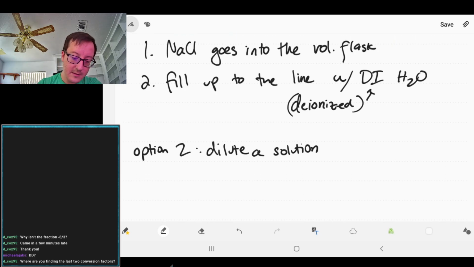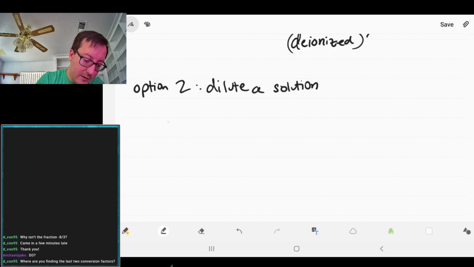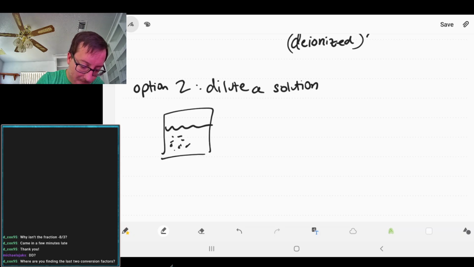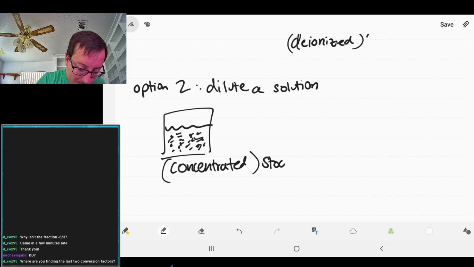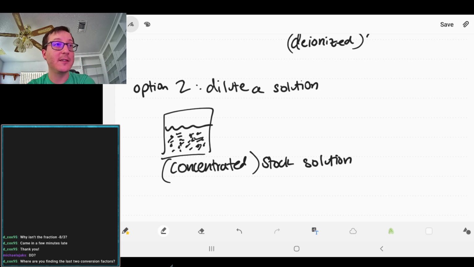With this, you're going to have what's called a stock solution. So that one will have been previously made and it will have a high concentration. So it's concentrated.